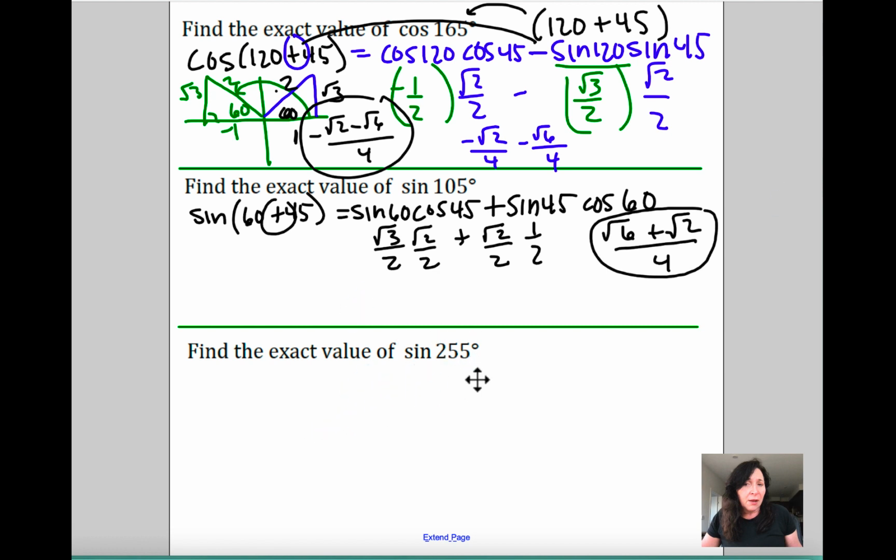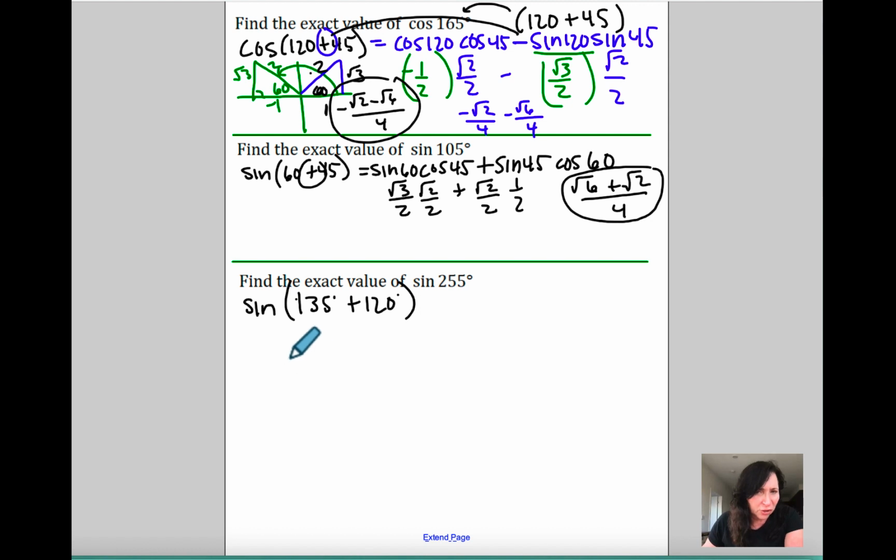This one, let's see, 255. I don't know. What is that going to add up to be? What do we want to try? I feel like it's going to be like 235. Let's check. Let's see, 255 minus, I don't know, 120. 135, that'll work. So meaning I'm going to use sine of 135 degrees plus 120. So that one is definitely maybe a little trickier, I'm not sure, but it's still doable.